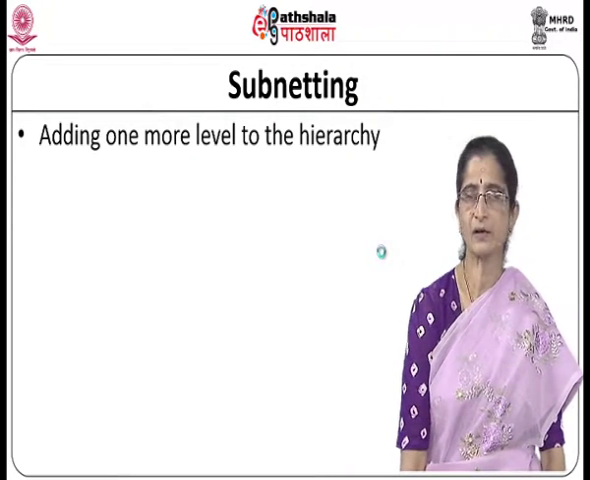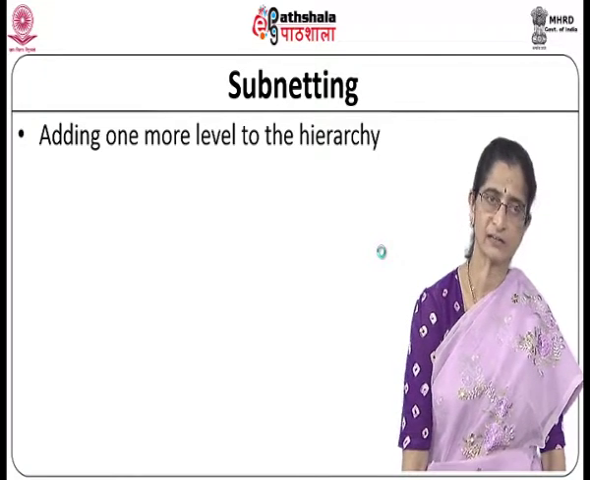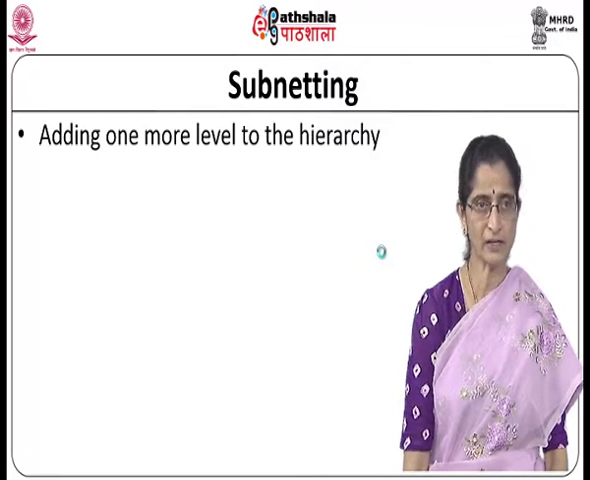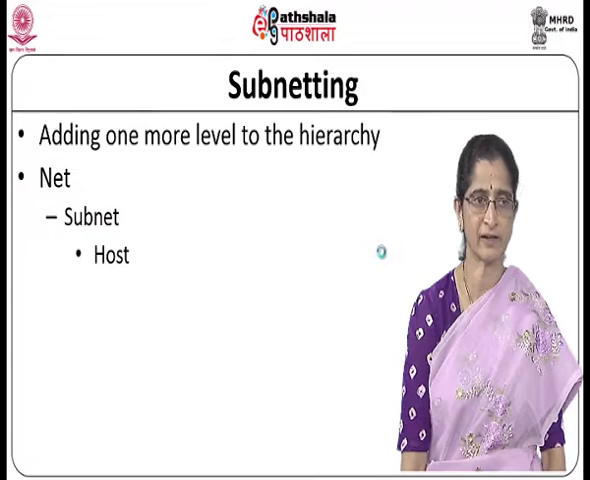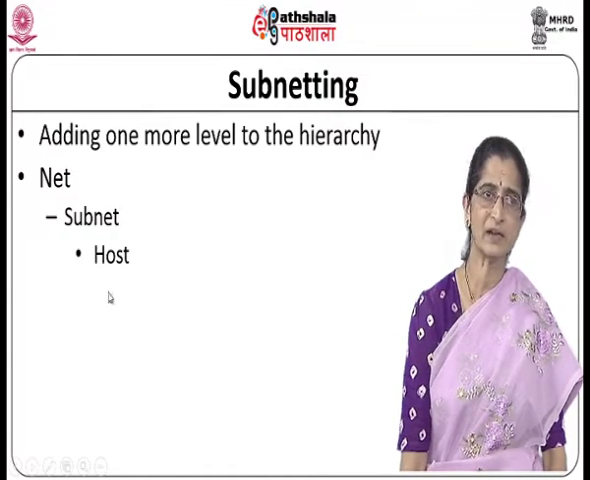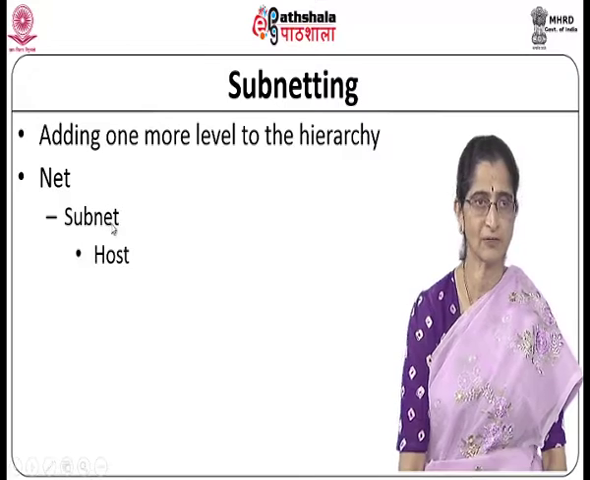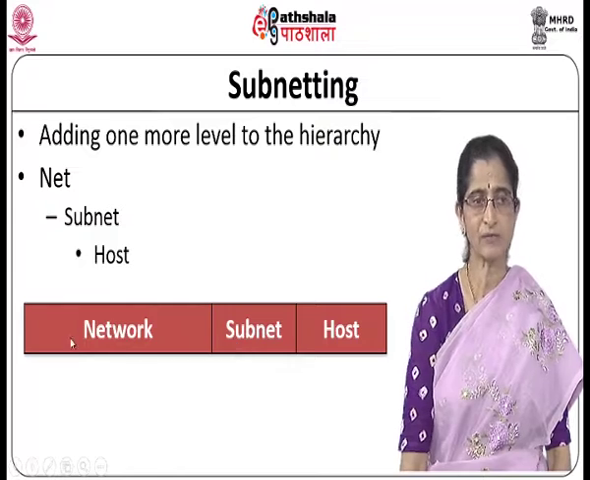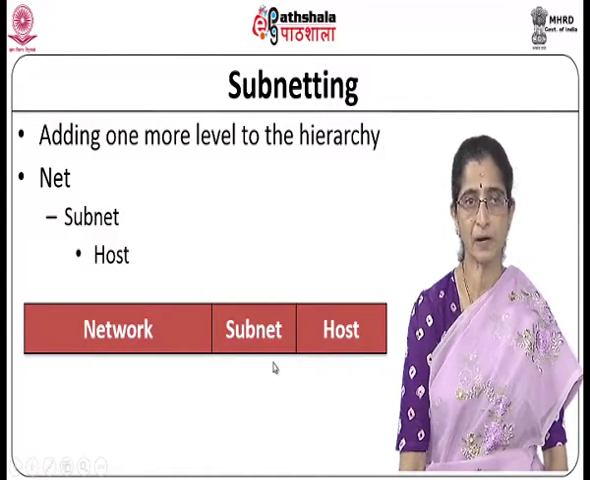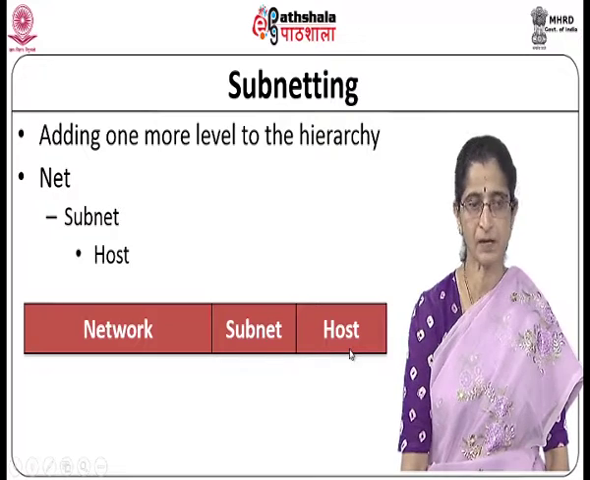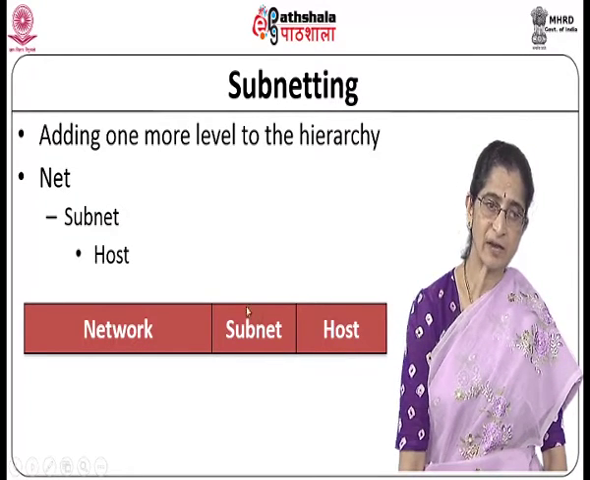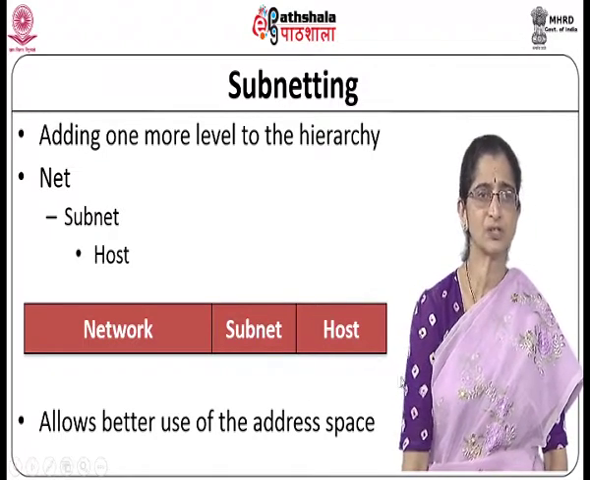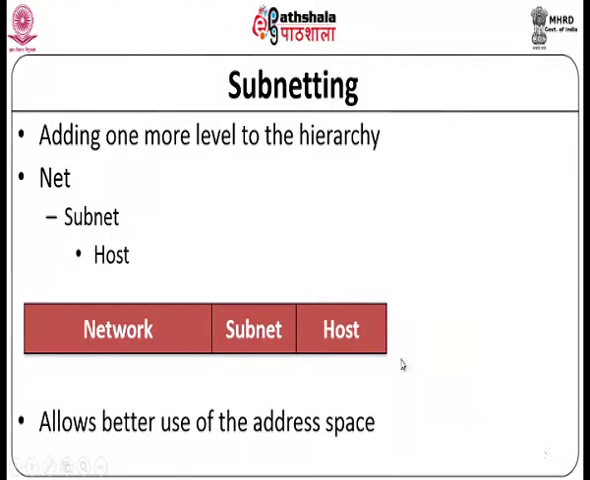Let us look at how we could add one more level to this hierarchy, and that is what subnetting is all about. We just talked about having a network part and a host part. Now we will add one more level to the hierarchy, called the subnet part. Between the net and the host, we bring in another level of hierarchy called the subnet or subnetwork. If you take the full 32-bit address, we will divide it into 3 parts: a network part, a subnet part and a host part. What is the advantage of doing this? Basically, it will allow us to make better use of the address space. We will look at how that happens.